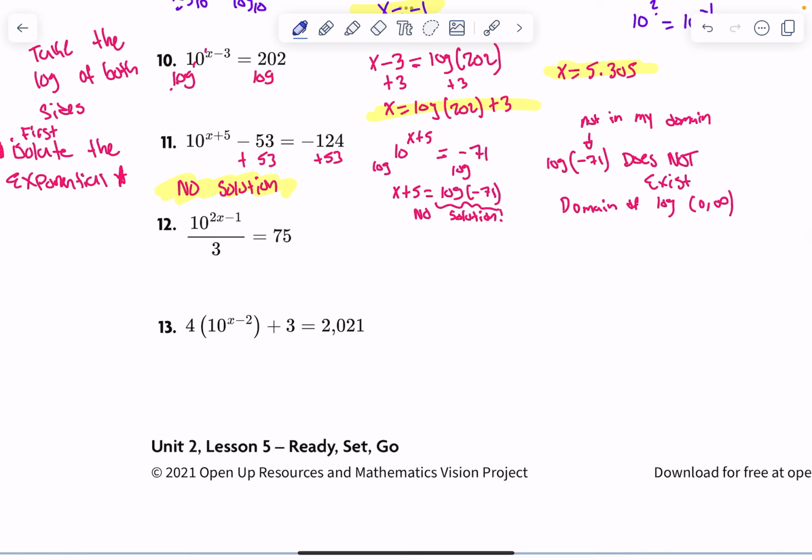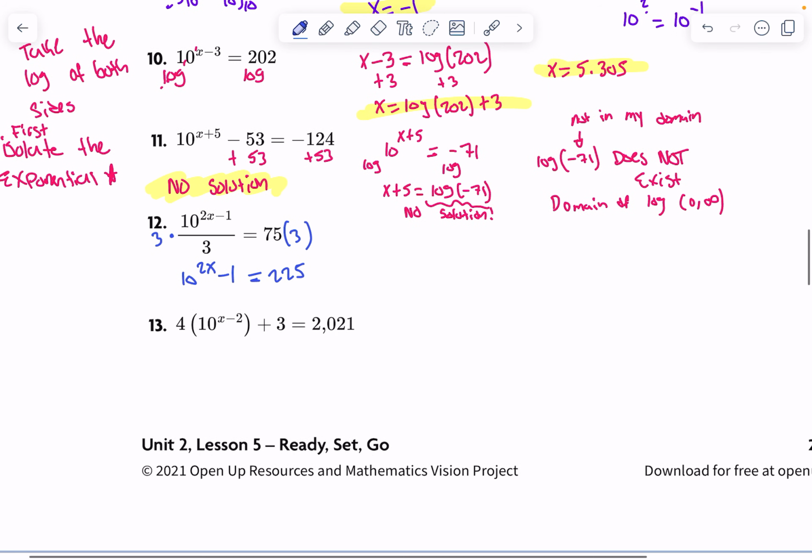Here, for 12, we have this fraction. We're all going to get scared? No, we're not. We know how to do that. I want to get rid of this fraction. So I want to multiply both sides by 3. So now I'm left with 10 to the 2x minus 1 is equal to 225.